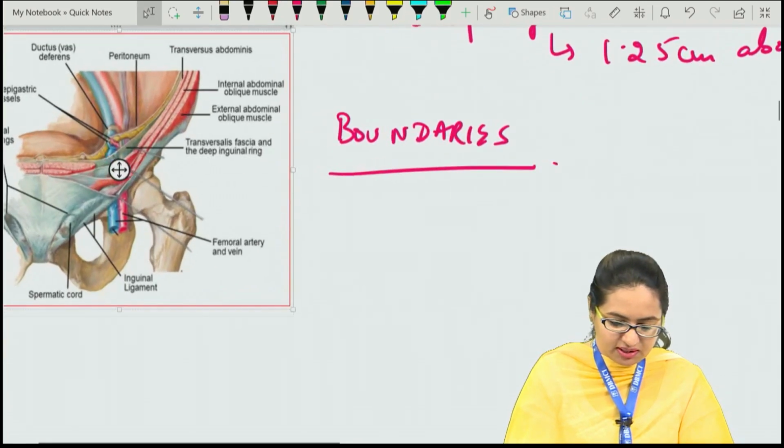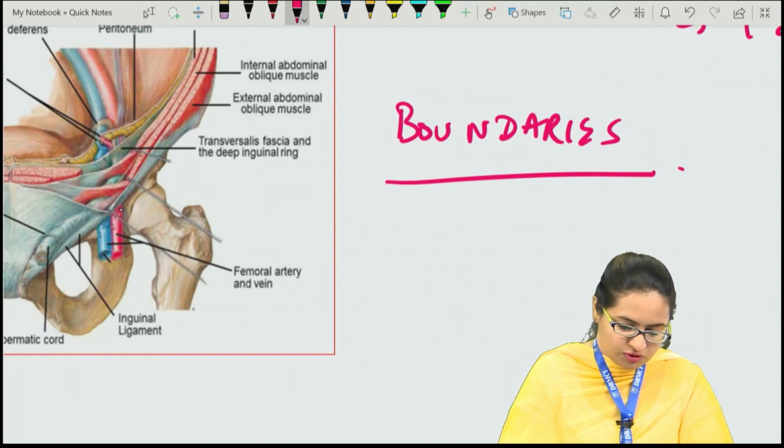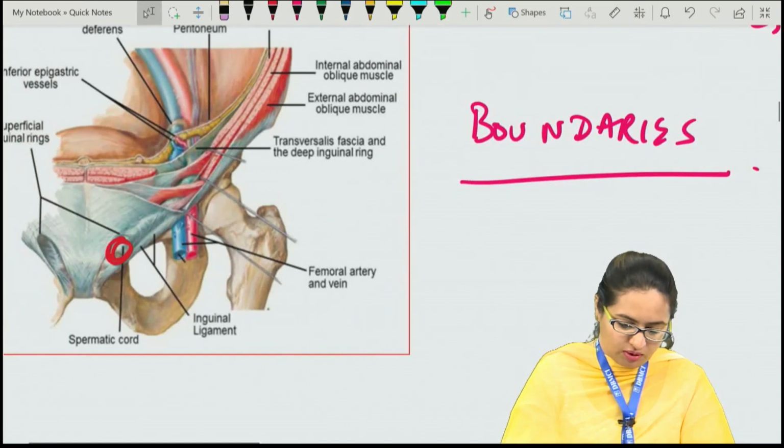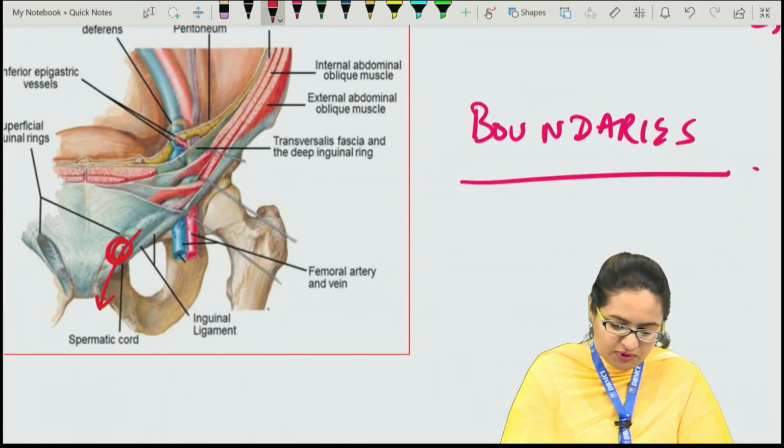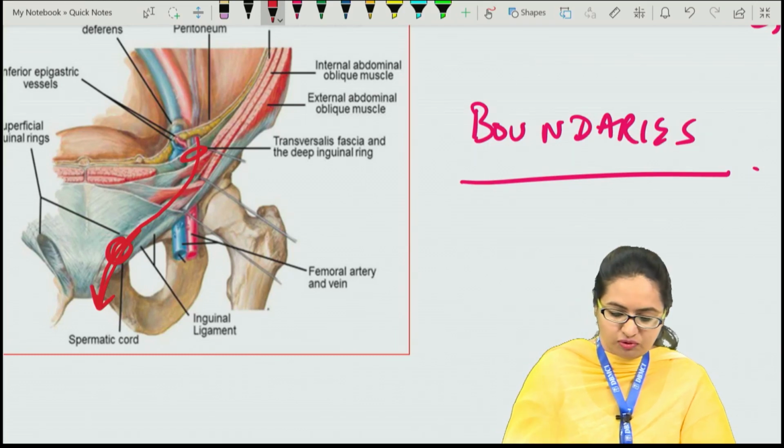Now this picture is again showing the various muscles which are present over here. This is the superficial inguinal ring, which is present over here, and the spermatic cord is coming out of this. The deep ring is situated over here at this point. So the spermatic cord traverses like this, and the various muscles of the abdomen are contributing into the anterior wall, floor, roof or the posterior wall.